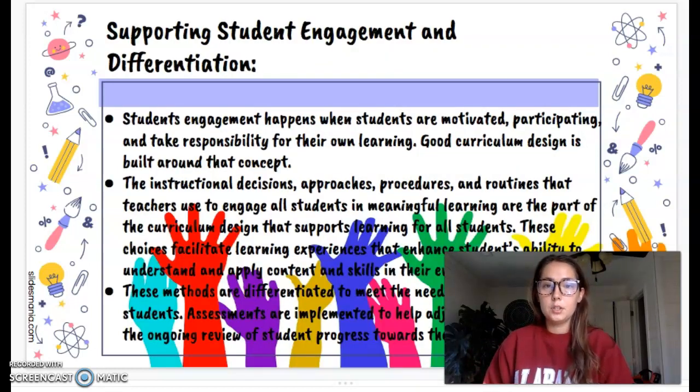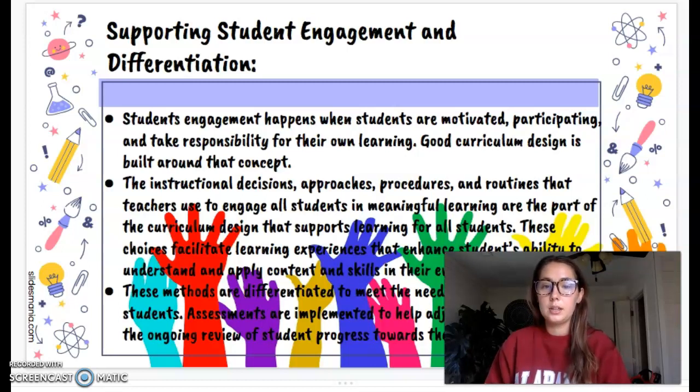Curriculum design supports engagement and differentiation in a variety of ways. Firstly, engagement happens when students are motivated and participating and taking responsibility for their own learning, and good curriculum design is built around that concept. The instructional decisions, approaches, procedures, routines, all of those things are what teachers use to engage students in meaningful learning, and that's all a part of curriculum design.